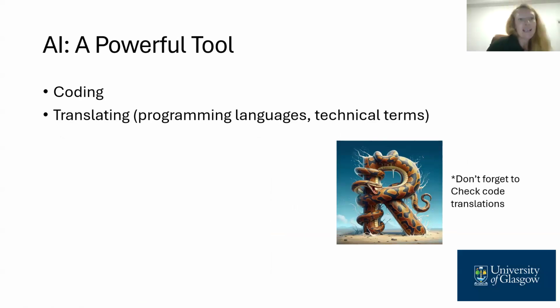It can be used for translating. So perhaps you're working with people in different fields. Maybe you're working with biologists using Julia or R, and your programming language is Python. So perhaps you want to translate code. Obviously, you should check code translations.